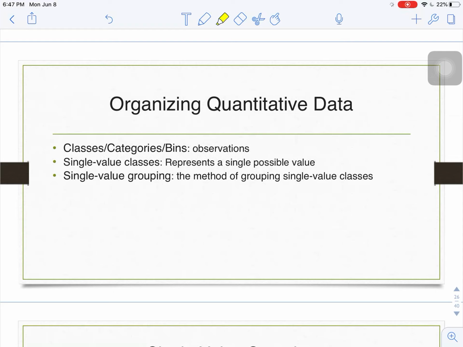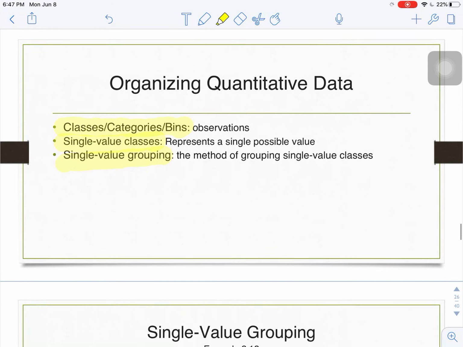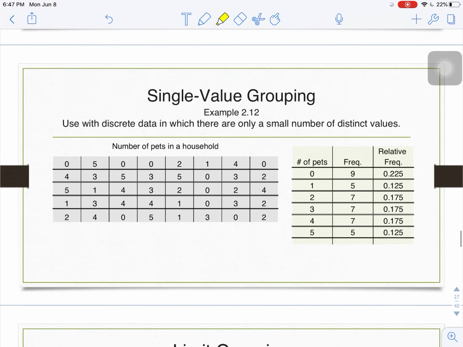For organizing qualitative data, we can use 3 different types of classification. So we can put them in classes, categories, or bins. We can use single value classes, and we can use single value grouping. So we're going to go ahead and talk about what those actually are. So for single value grouping, we're looking at discrete values. They're distinct.